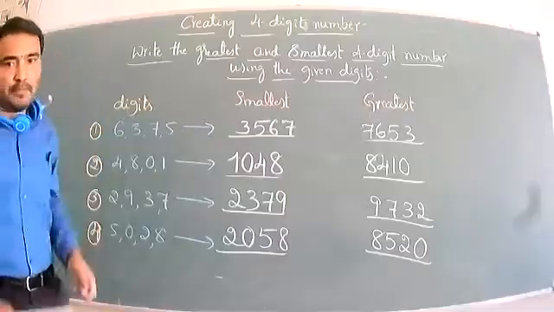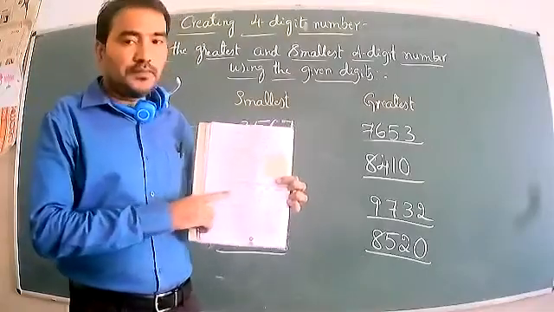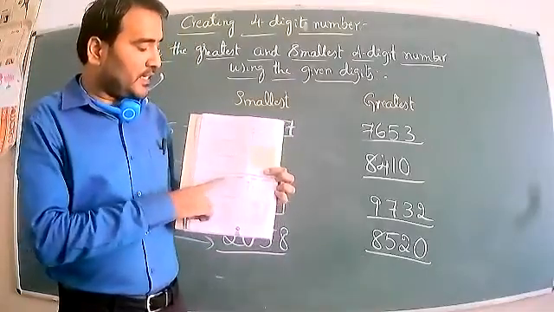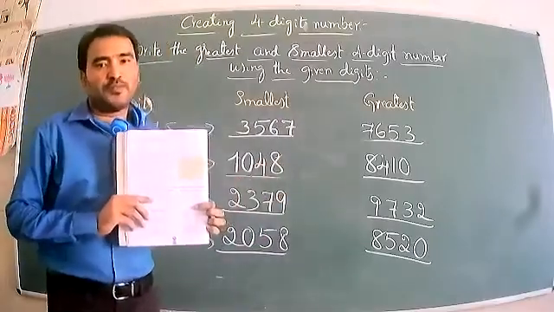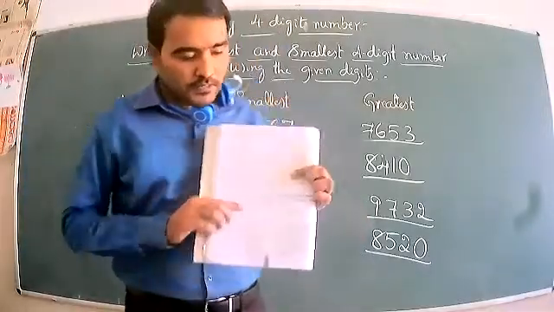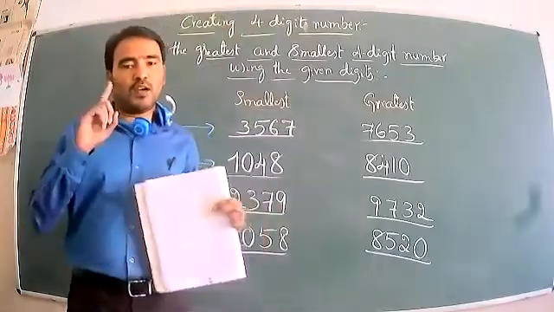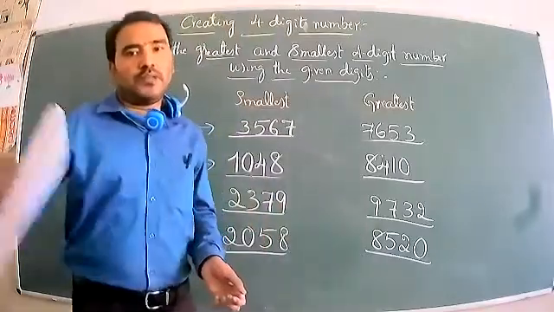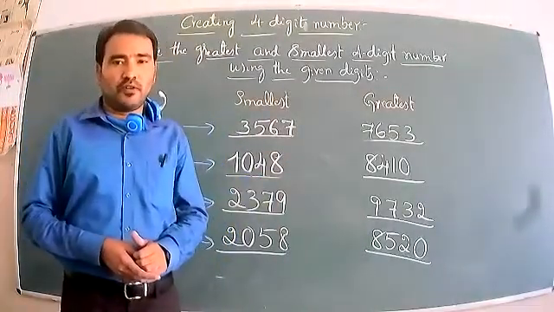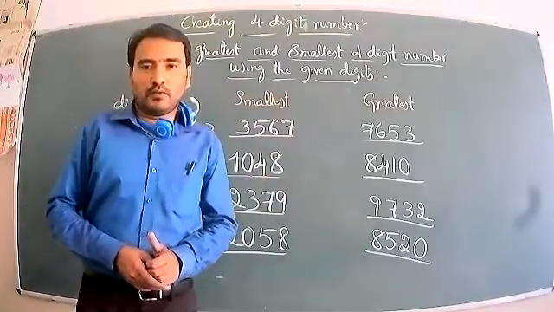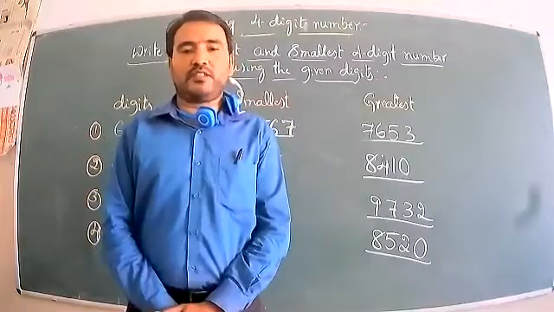Fourth, find and write the greatest and smallest four-digit numbers using the given digits. Exercise 1C: solve it in the textbook and write it in the one-time homework. Today we discussed comparison of numbers and creating four-digit numbers. Watch the video, and Exercise 1C has to be finished.